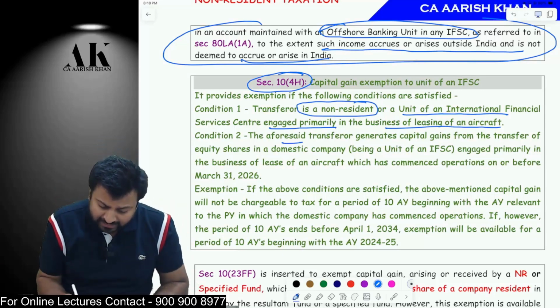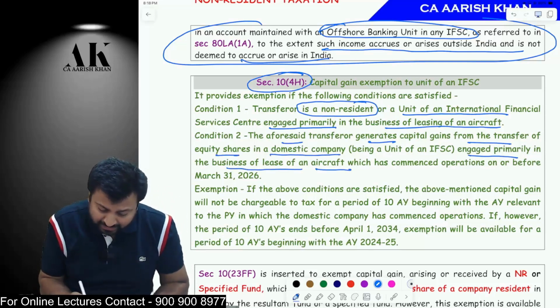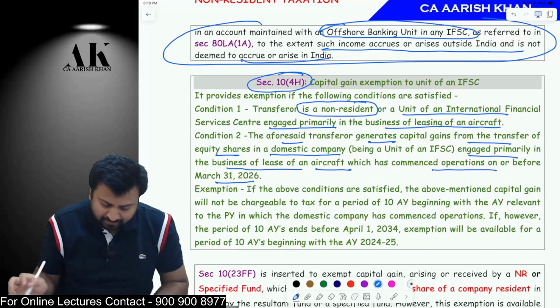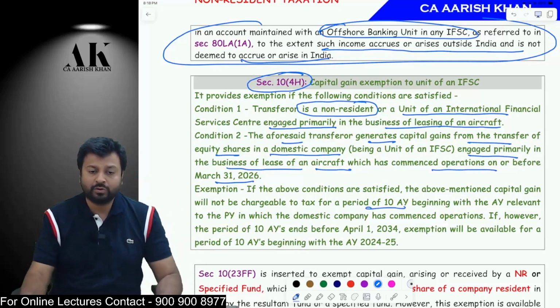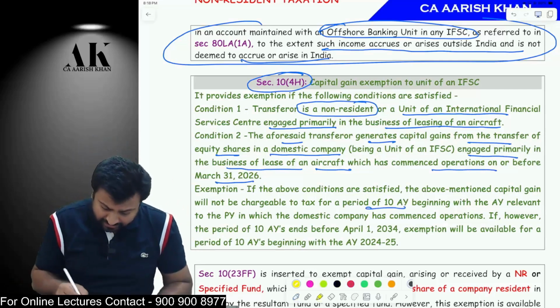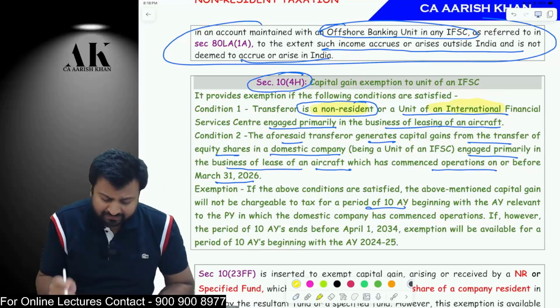Now, the aforesaid transfer generates capital gains from transfer of equity shares in a domestic company engaged primarily in the business of the lease of an aircraft which has commenced operations on or before 31st March 2026. Then for 10 years, my capital gains will be exempt. Okay. So who is the transferor? A non-resident is a transferor or a unit of an IFSC is a transferor.